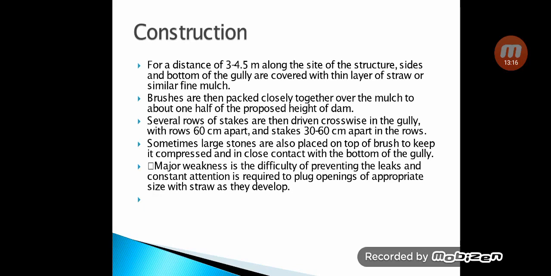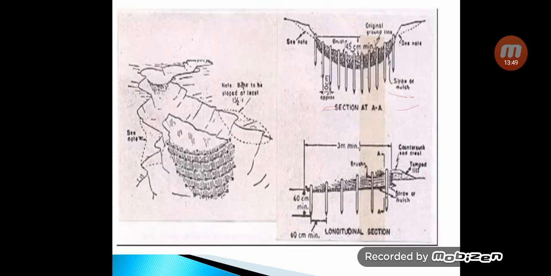The major weakness or limitation is the difficulty of preventing the leakage of water. So you have to pay constant attention to plug the openings of the appropriate size with straw as they develop. Many openings or leakages will develop over time, and you have to pay good attention so that the openings are closed with straw. This is the major limitation.